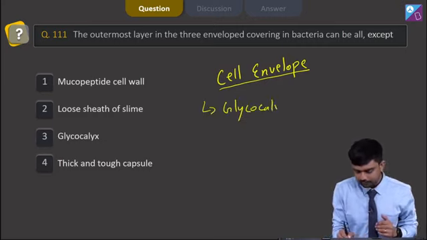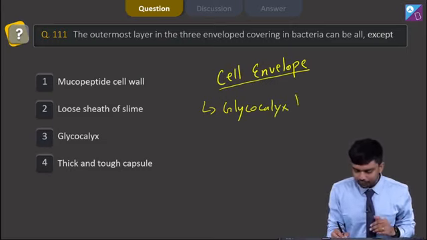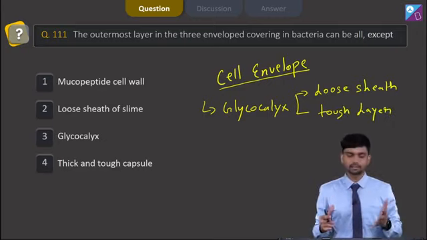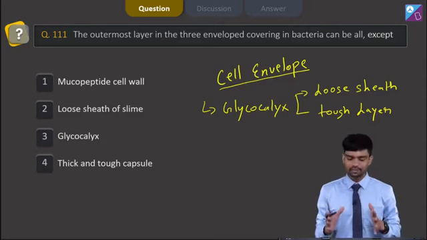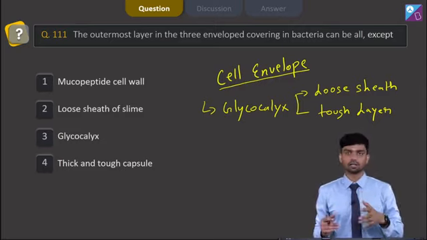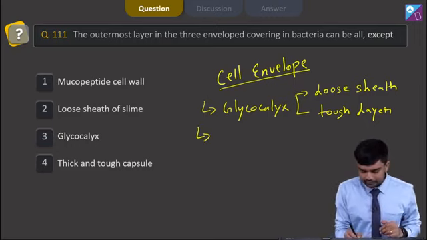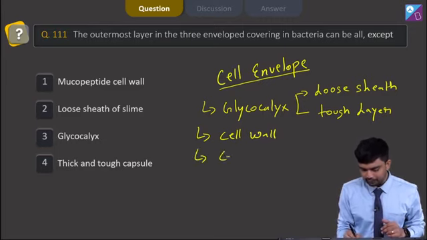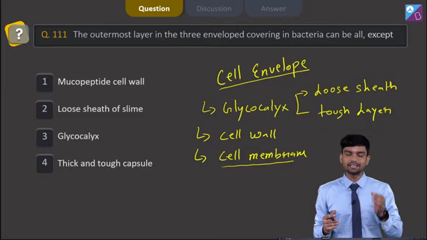glycocalyx, which can again be in the form of a loose sheath or a tough layer. When it is in the form of a loose sheath, it is called a slime layer, and when it consists of a tough layer, it is called a capsule. Then inside we have the cell wall, and then inside we have the cell membrane. And these three layers together constitute the cell envelope.